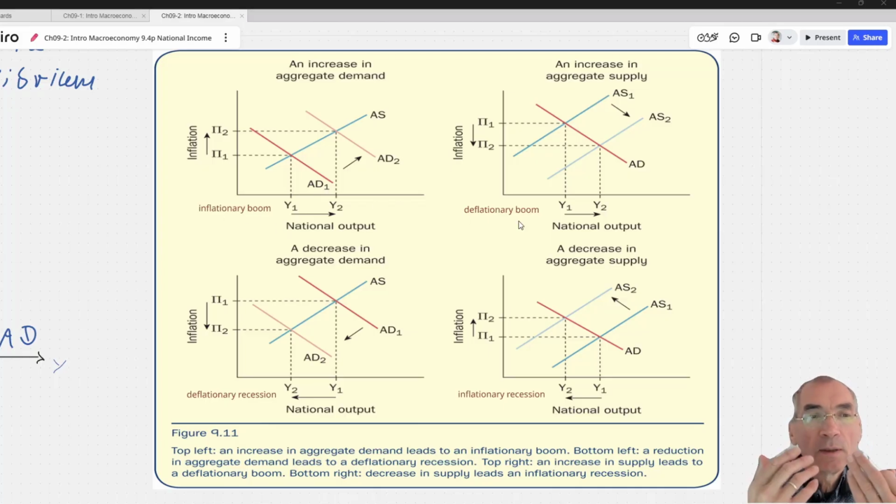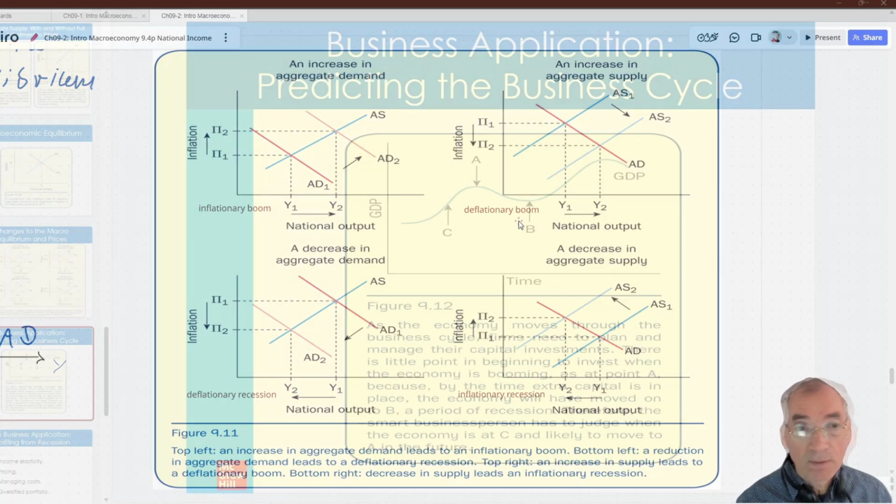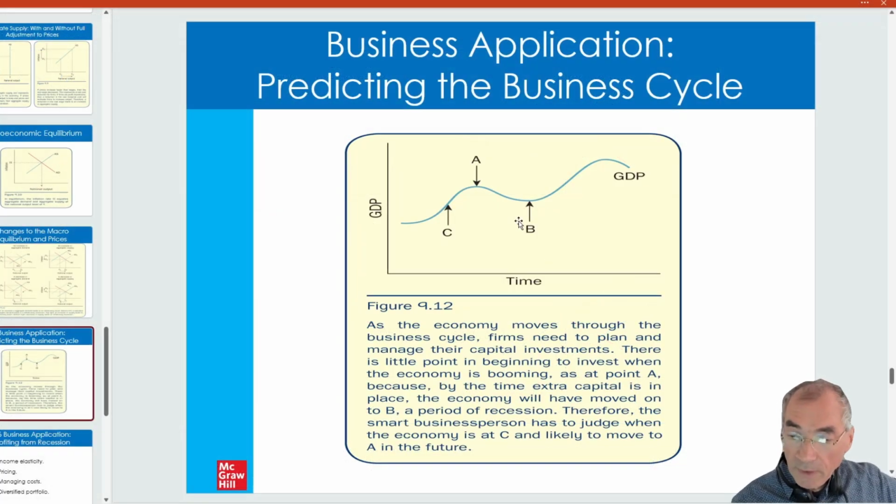So when there are outside changes, which we used to call exogenous or external influences, external determinants of the macroeconomic income or the national income, then GDP might go up, might go down, and this is typically also accompanied by a change in prices. And this GDP going up and down is what we typically refer to as the business cycle, as explained in figure 9.12 with a bit of an explanation.